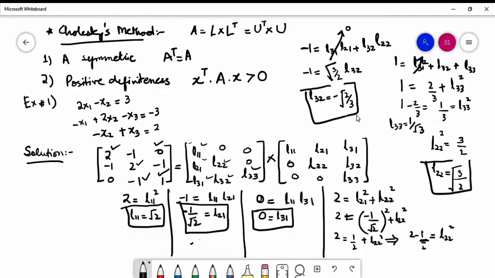So I replace these 6 values in the equations, and that is L11, L22.